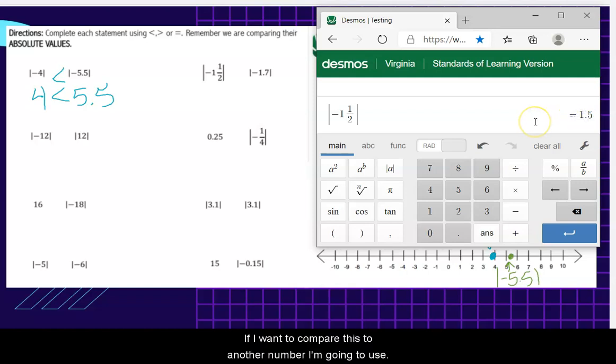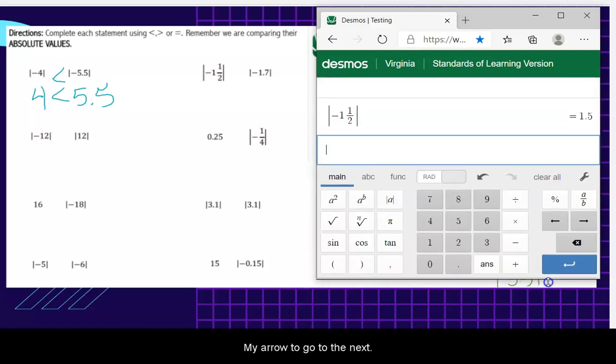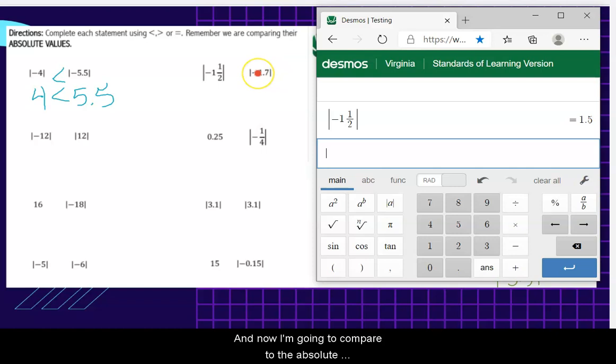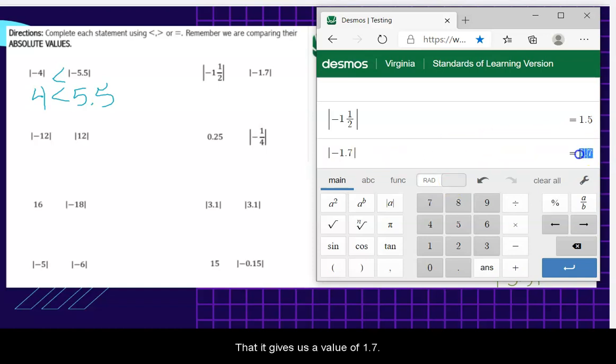Now if I want to compare this to another number, I'm going to use my arrow to go to the next number, and now I'm going to compare it to the absolute value of negative 1 7/10. So again, I'm going to use my absolute value symbol, and I'm going to put in, this time correctly, my negative sign, 1 7/10. And you can see that it gives us a value of 1.7. So that's how you can use the Desmos calculator to compare or to calculate the absolute value of numbers.